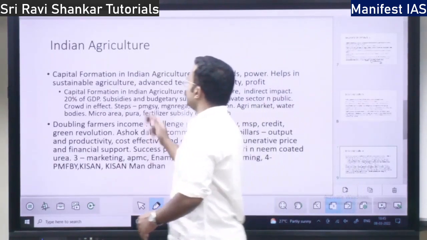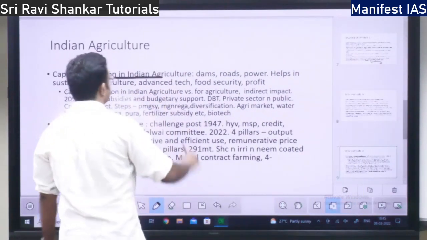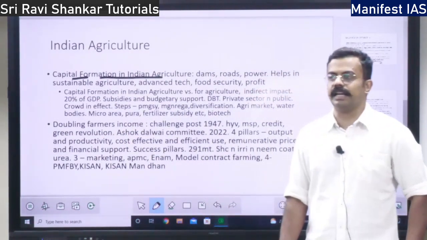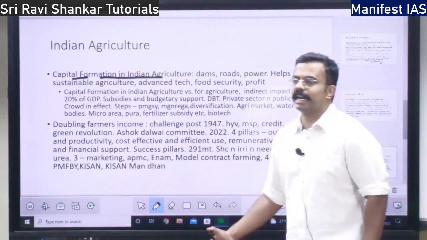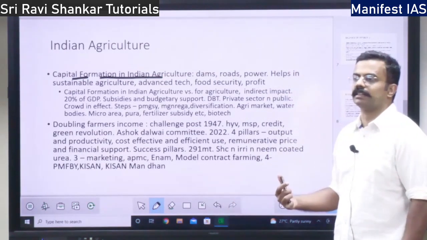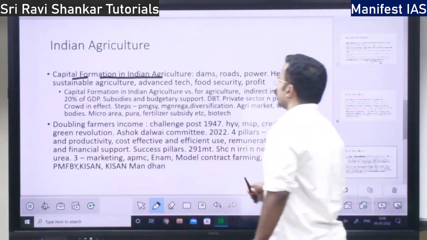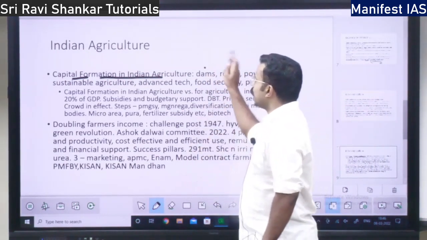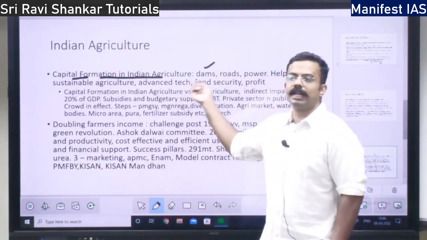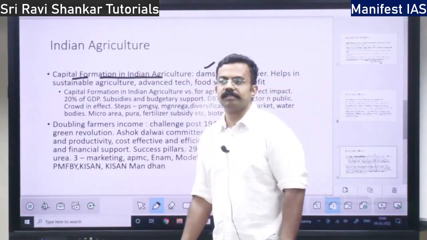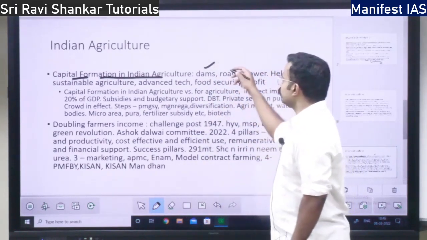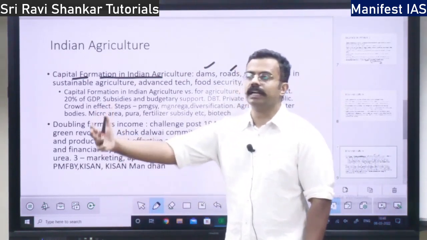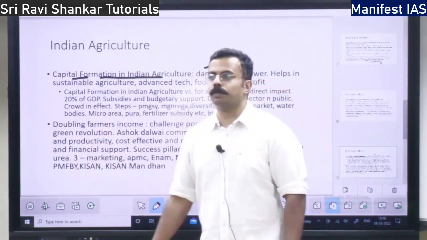Next you have capital formation in Indian agriculture. How does capital get formed in Indian agriculture? Where does capital come from? See, we increase the dams. It is a capital investment in agriculture, right? Increasing dams. Then you have proper roads. That is a capital investment because it helps in transporting agricultural products.